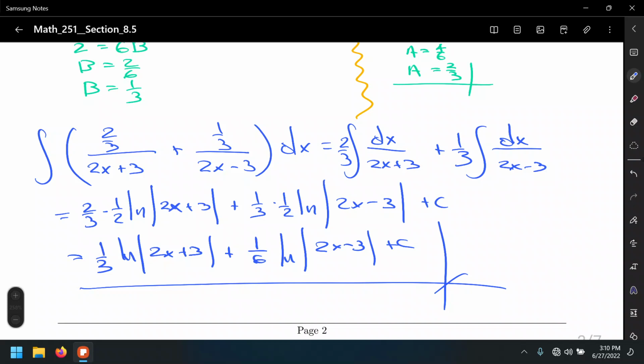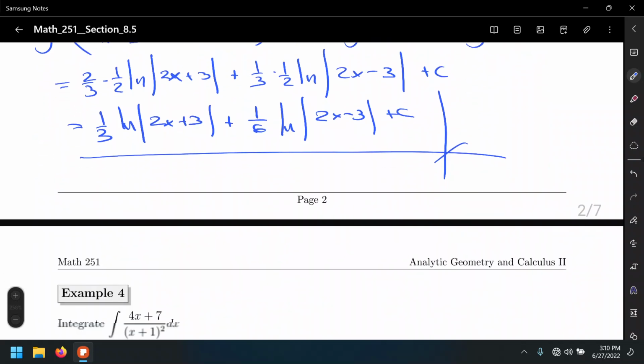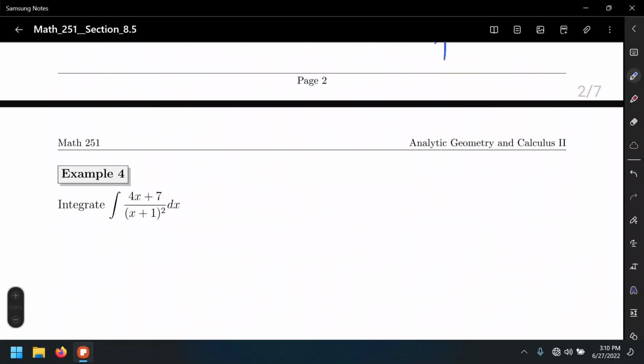On the exam, you don't have to condense this into a single logarithmic expression. This is fine, and I don't think my MATLAB is very picky about it. I think this is fine for my MATLAB, because ultimately, these are equivalent expressions. All right, so let's see, what do we have next?